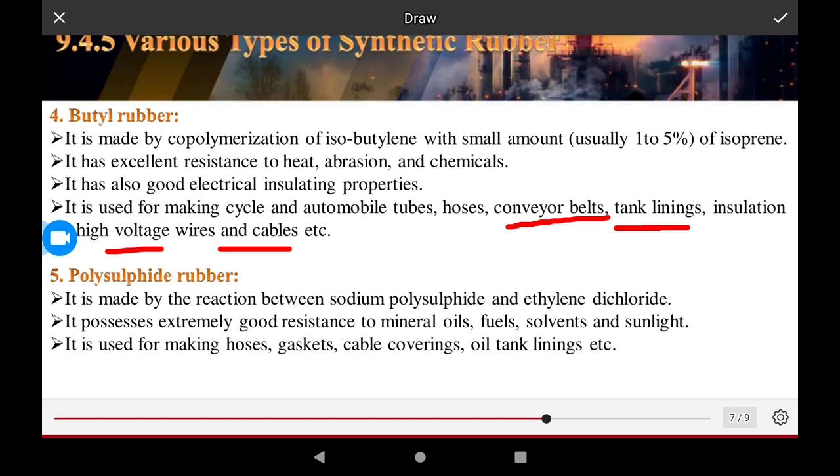It has extremely good resistance to minerals, fuels, solvents, and sunlight. It is used for making hoses, gaskets, cable coverings, and linings of oil tanks. These are very important applications of polysulfide rubber.